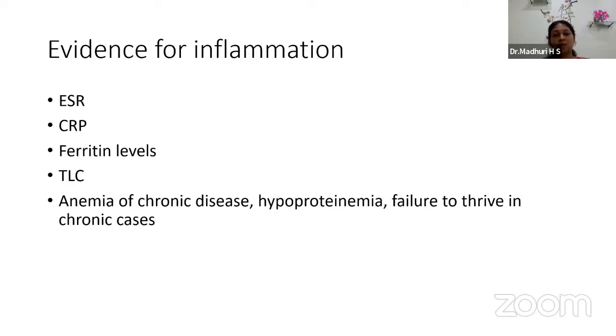We also test for proving that there is some inflammation going on. So what are the markers for inflammation? Not only in autoimmune diseases, even for the infectious inflammation, these are the inflammatory markers. The ESR, CRP, ferritin levels are increased in some of these conditions. The total leukocyte count also will give us a picture. And in cases of chronic inflammation, there will be failure to thrive, anemia, hypoproteinemia, etc.